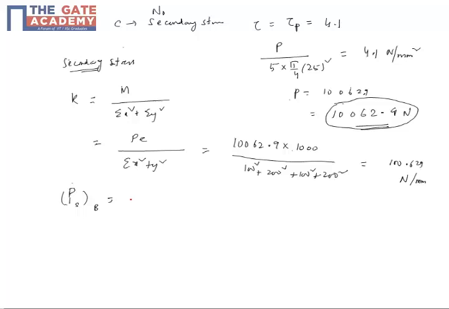Okay, so if I want to get the secondary shear load on bolt B, it will be K into the distance of bolt B from the CG. So this is 100.629 into 100, which is the distance. So we will get 10062.9 Newton.